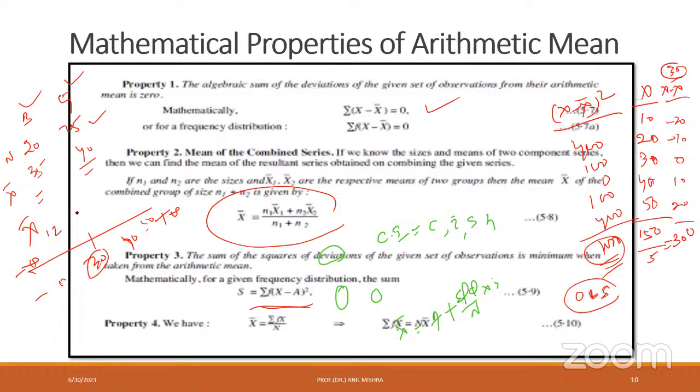So how to calculate it? Now n1 x1 bar, that means 20 into 35, and 25 into 40. Then we add them to get the numerator.